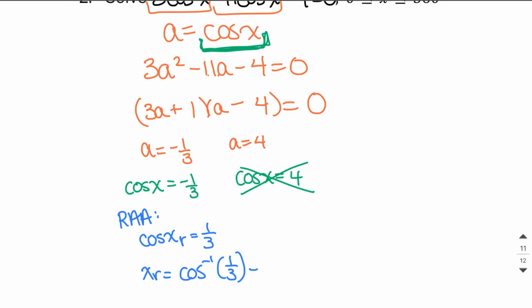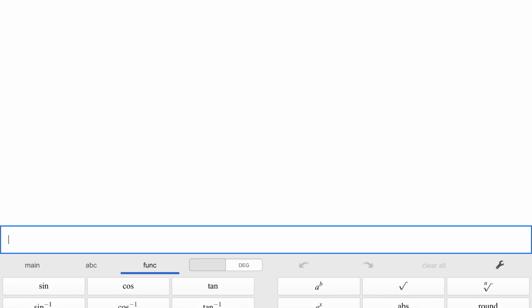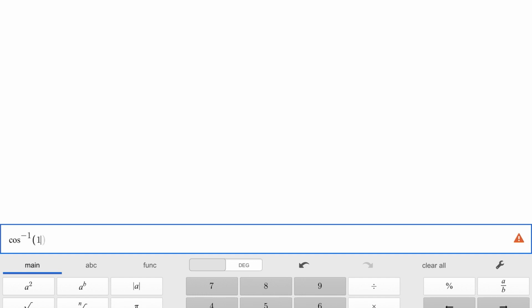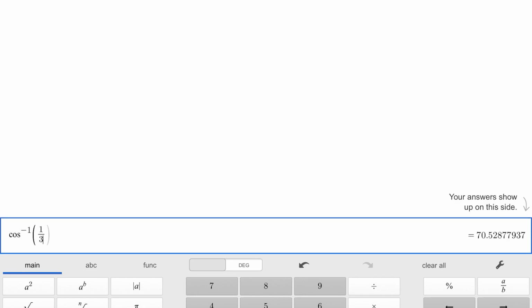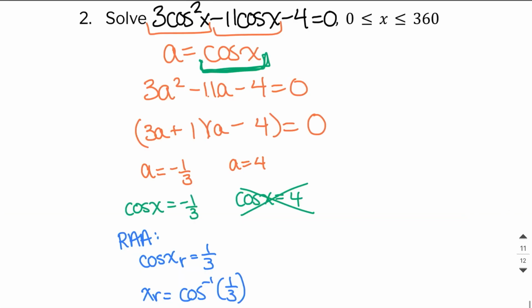And we know that positive 1/3 is not one of our special ratios. I won't get 1/3 from any of our special triangles. So I'm going to actually use the calculator here. I'm going to do the inverse cosine of 1/3, and I figure out that my related acute angle is about 70.5 degrees. So here we can say that x sub r is equal to approximately 70.5 degrees.